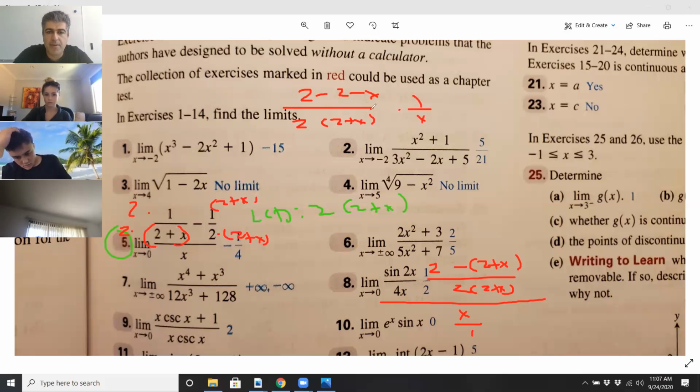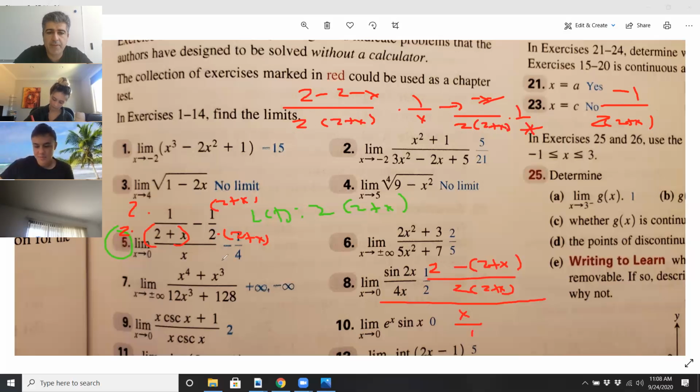And flip that over. The 2's cancel. So you have negative x, and the x is canceled as well. So you have negative 1 over 2 times 2 plus x. Now plug in 0 for x, you get negative 1/4.